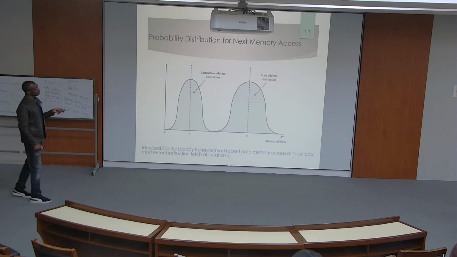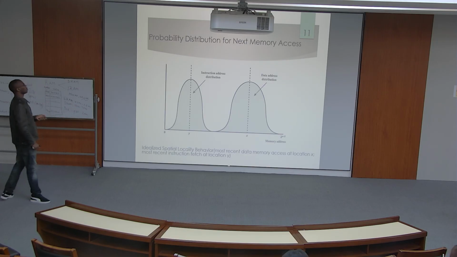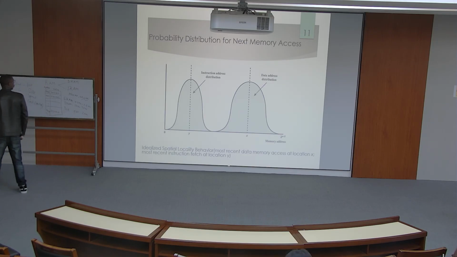Now, the same goes for the data addresses. We have the peak here, this is the center. We see that the data addresses that are near the peak, the center, have a high probability to be accessed in the near future. If you move far away from the center to the left or to the right, these data addresses have less probability to be accessed in the future, and so on and so forth. So this is the probability distribution for the next memory access.